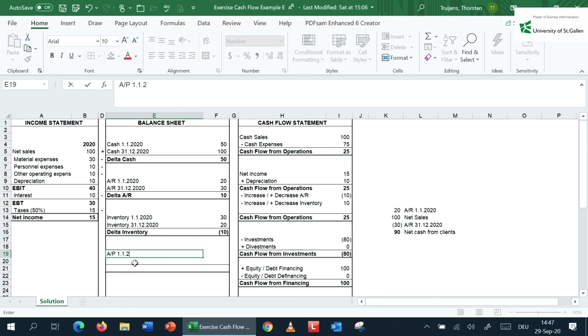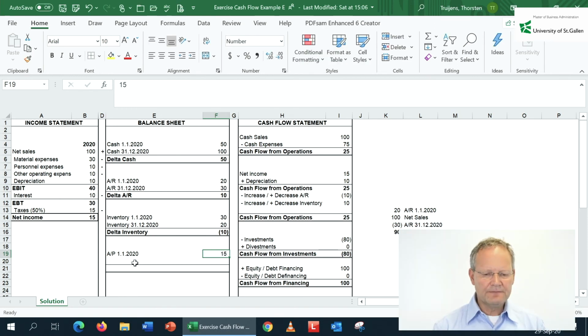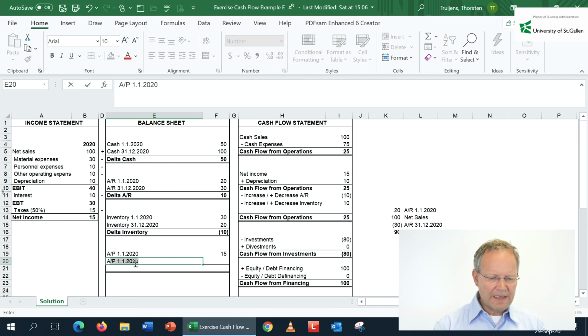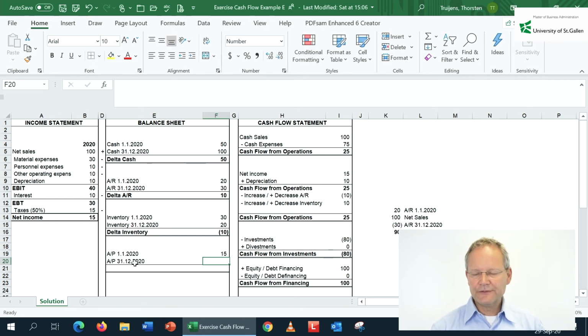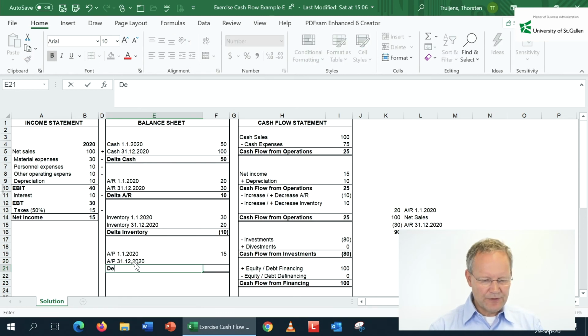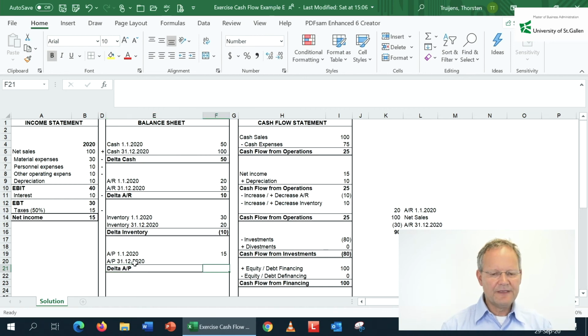Accounts payable on the 1st of January 2020. Now, let me tell you, the accounts payable were 15. The accounts payable at year end, that's the final mental exercise I need from your side, mental effort. This number I leave empty because I will ask you in a second how much we actually have to enter here. But before I ask you, what is the content of the cell? Let me show you here the complete version. So delta AP, we don't really have a delta yet.